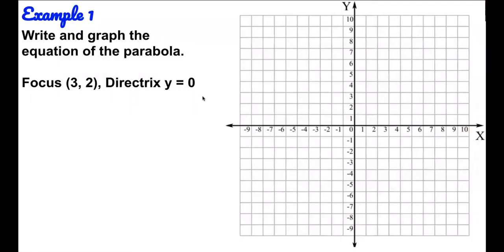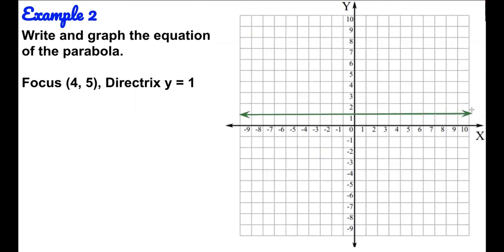Here goes example number 2. Example number 2 is write and graph the equation of a parabola. This time we have a focus at (4, 5) and a directrix at y equals 1. Let's go ahead and graph the parts first. I'm going to graph my directrix in green. So here it is at y equals 1. The focus is going to be in red. It's at (4, 5). So 4 is here, 5 is all the way up here. So here is our beautiful focus.